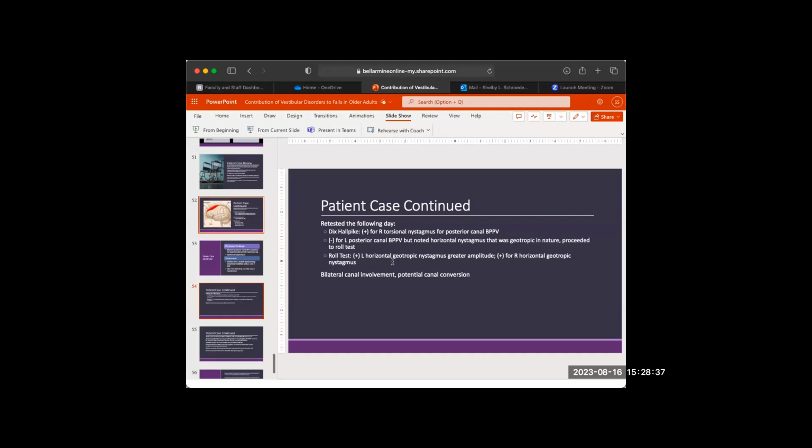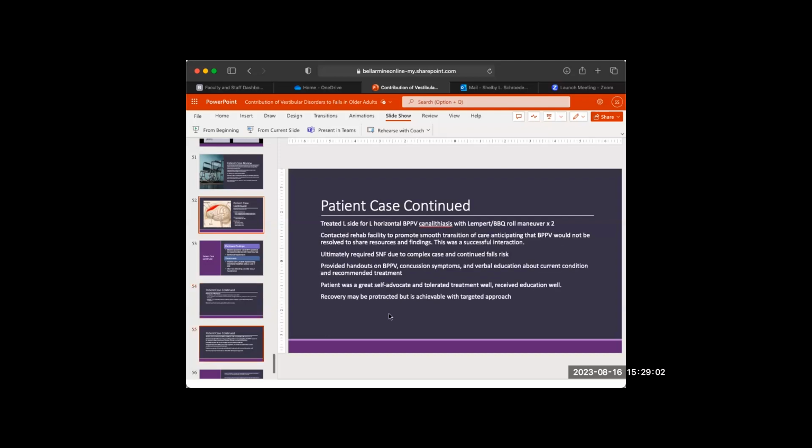So we converted her. She had probably a lot of debris in her semicircular canals, and moving her around and treating her led to her converting to the horizontal canal, which her symptoms were more intense. So the left side converted to horizontal. So now I had to treat her for horizontal canal BPPV, canal conversion. So very complex case. So I treated that side that day because it was the most involved, and she was leaving that day and going to a skilled nursing facility again, the same one that she fell at.